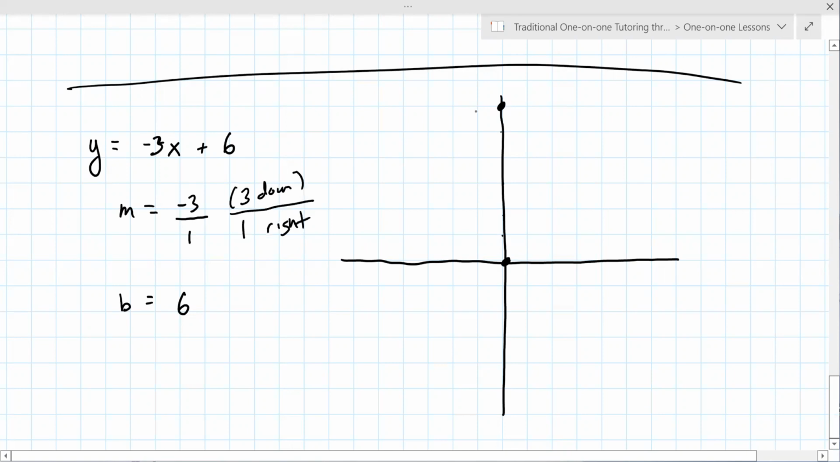Okay, so from this point up here, we're going to go down 3, 1, 2, 3, and right 1. Then we're going to go 3 down again, 1, 2, 3, and right 1 as well. So we can actually label these points if we want: (0, 6), (1, 3), (2, 0). Make a graph like that.